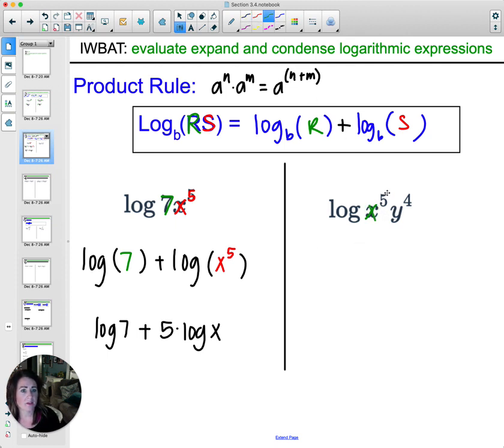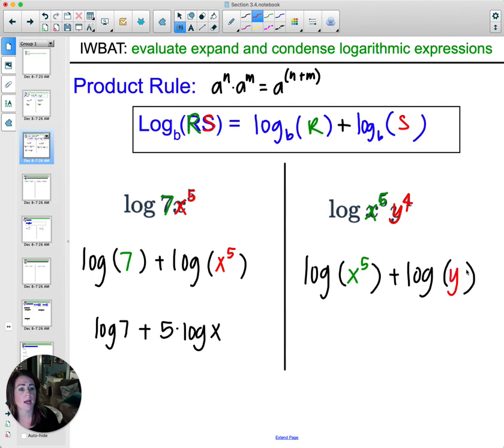Next one, we've got this first factor is x to the 5th. This second factor is y to the 4th. So we're going to split that log up into 2 logs since we've got 2 factors with a plus in between. X to the 5th inside of this first log and y to the 4th inside of the second one. And then again, we could use the power rule and bring those powers out front to fully expand this. So 5 log base 10 of x plus 4 times log base 10 of y.